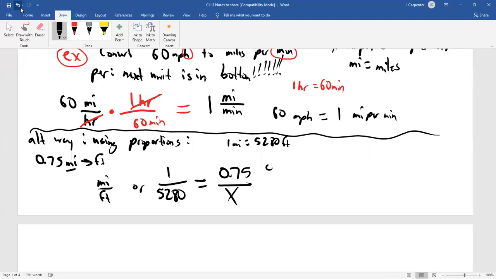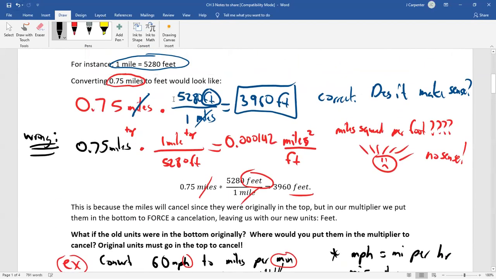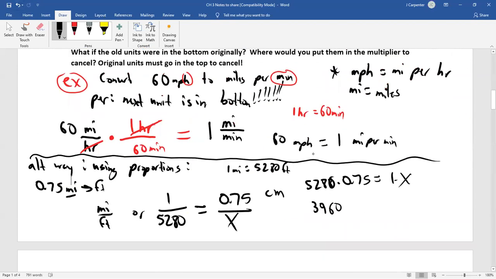Then you cross multiply, and you'll get 5280 times 0.75. I'll show the work. 5280 times 0.75 equals 1 times x. Guess what 5280 times 0.75 is? It's 3960. We literally did that math earlier. 0.75 times 5280. So 3960 is equal to x.